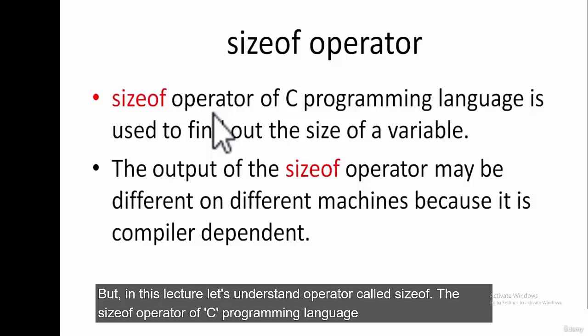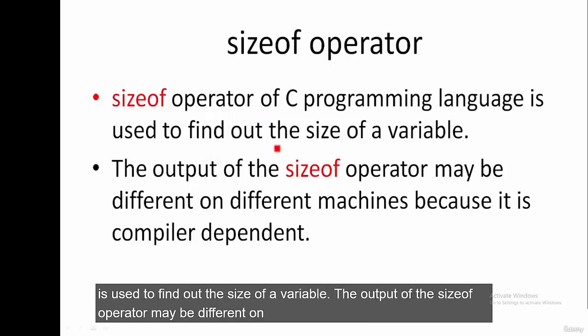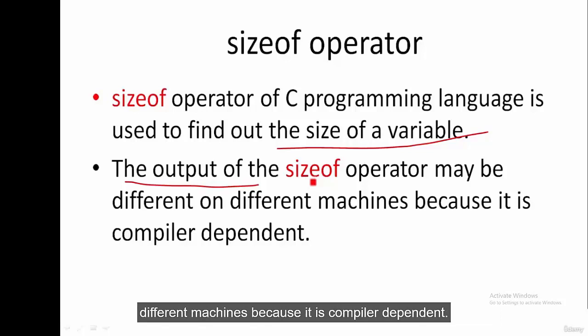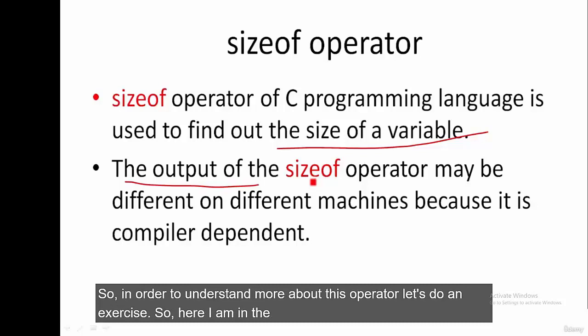The sizeof operator of the C programming language is used to find out the size of a variable. The output of the sizeof operator may be different on different machines because it is compiler dependent. So in order to understand more about this operator, let's do an exercise.